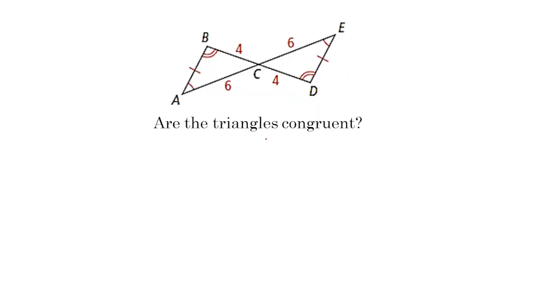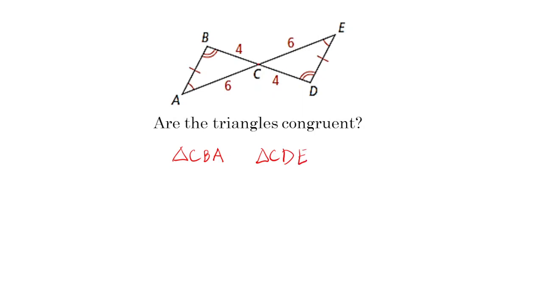So, are the triangles congruent? So, let's identify first the name of the triangle. So we can name the triangle. Let's start at the center. So triangle C going to B, going to A. And we have also the other triangle from C also, going to D, going to E.